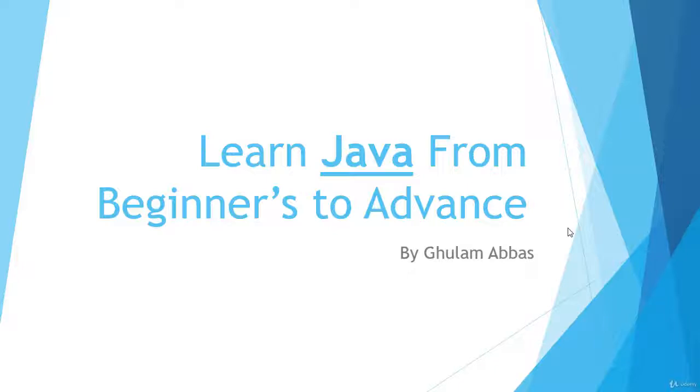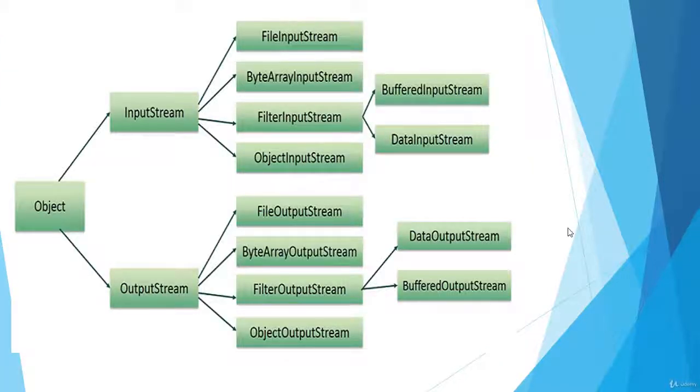Today in this video we will discuss the two classes of the file handling hierarchy. One is the ObjectInputStream class and the second is the ObjectOutputStream class. You can see in the hierarchy that ObjectInputStream is the child class of the input stream and ObjectOutputStream is the child class of the output stream class. So let's see what these two classes in the java.io package are.